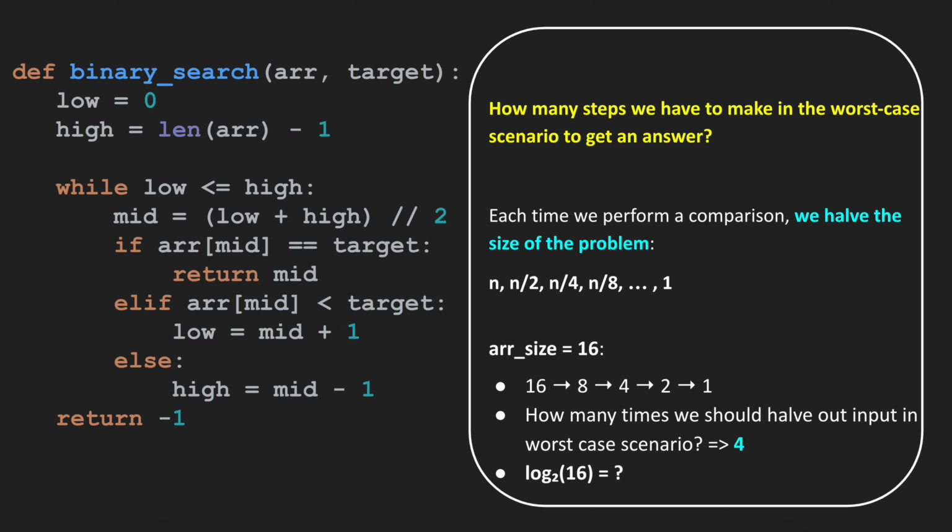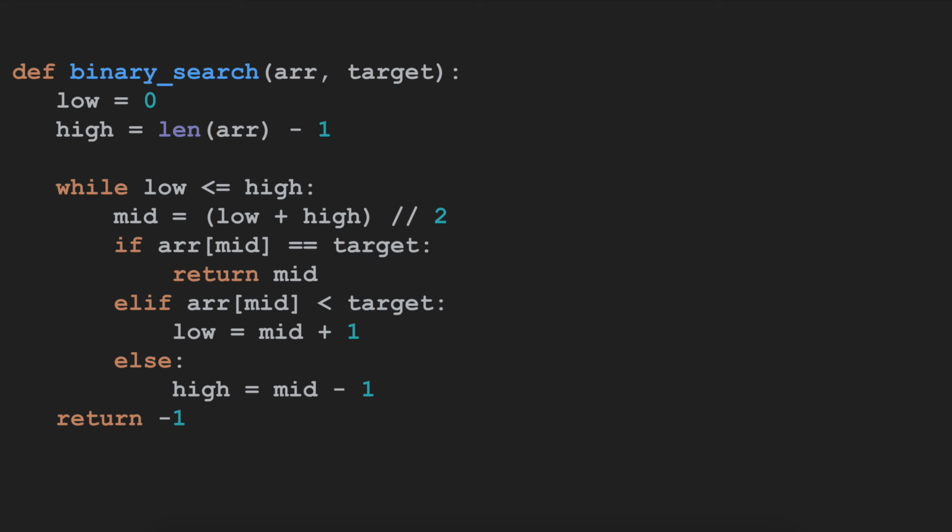So 2 to the power of what will give us 16? That is log base 2 of 16. 2 to the power of 4 gives us 16. So our time complexity in this case, log n, means log 16 for this specific scenario.